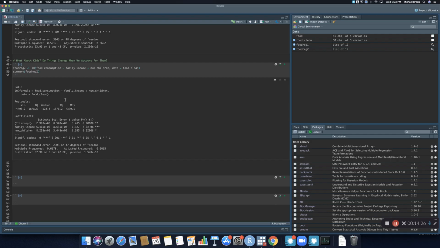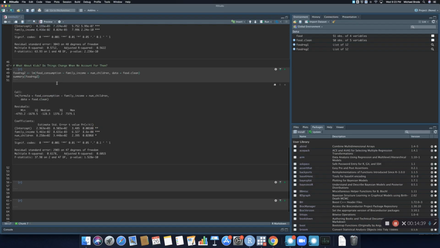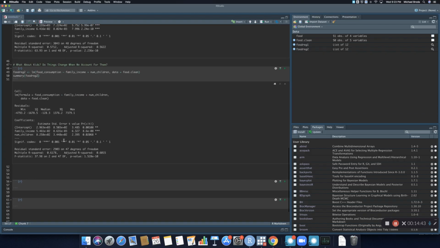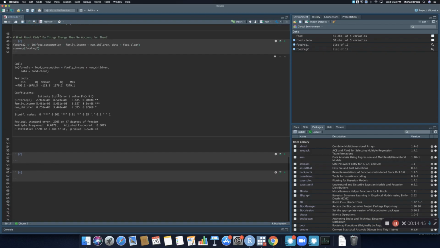So here we've added the dynamic of number of children. And so this is reflected in the call. The call has one additional variable. We get slightly different residuals. Not hugely different, but slightly different. The median changes a little bit, but again, it doesn't look too bad. Here's really where the excitement is, and that's in the coefficients. These are the things we want to interpret.